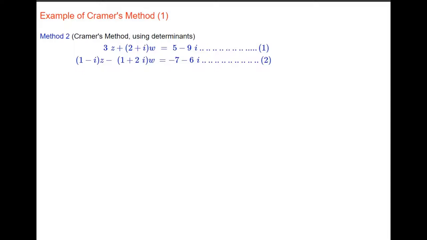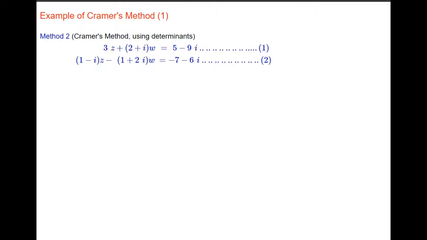Remember that the equations were 3z + (2 + i)w = 5 - 9i, that was equation 1, and (1 - i)z - (1 + 2i)w = -7 - 6i, and that was equation 2.